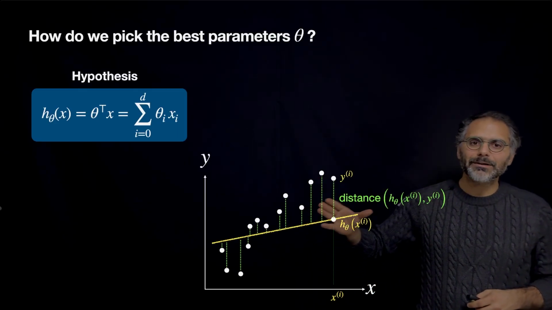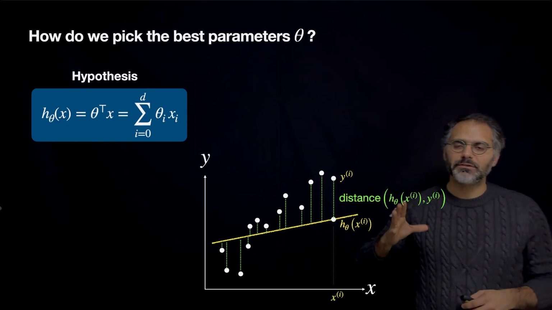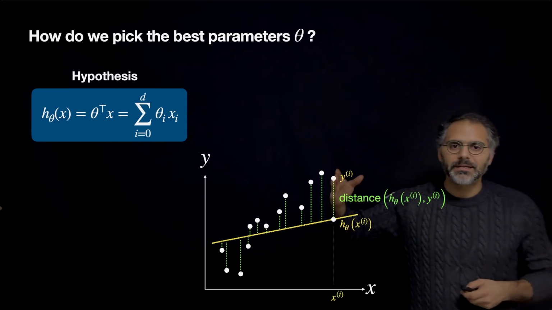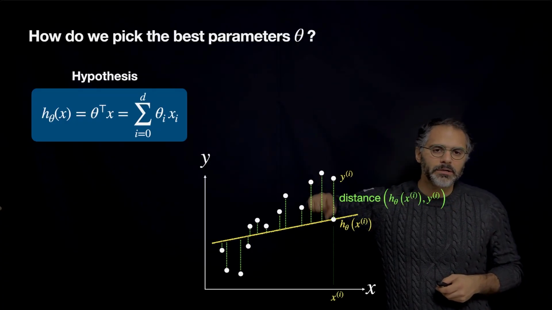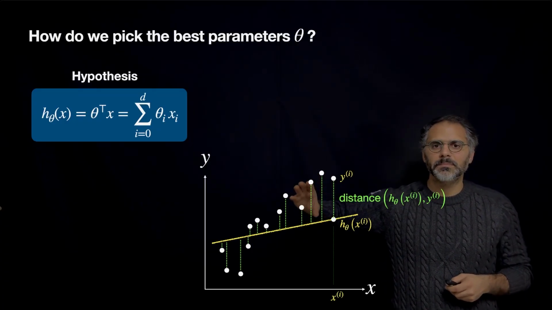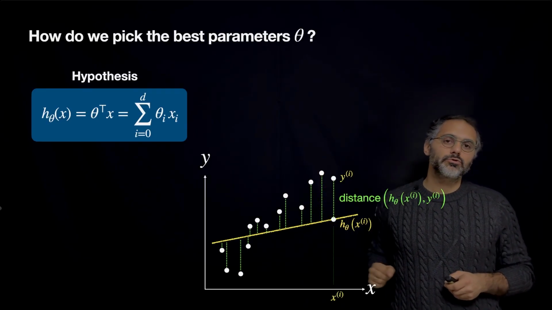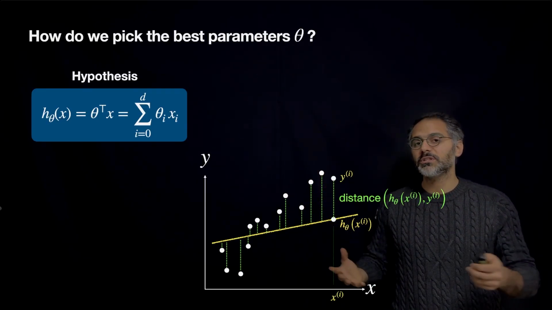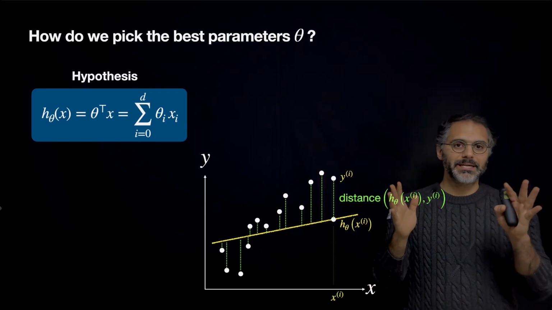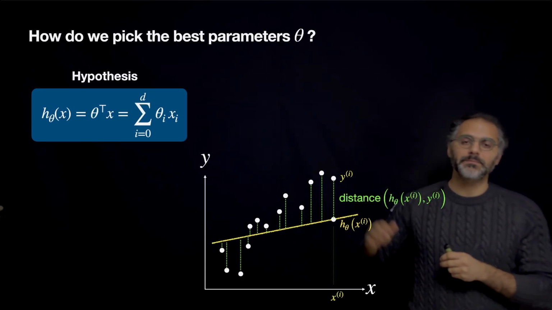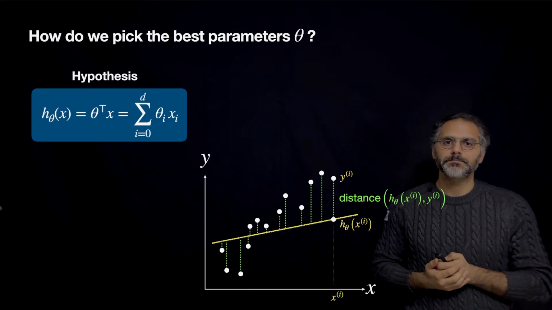I want to calculate some kind of distance between h theta of xi and yi. And how do I do that? You can see that these green dotted lines are computing these distances between the prediction and the true value. And I want to quantify that mathematically. So again, pause the video, think about it. How would you quantify the distance between the prediction and the true value?